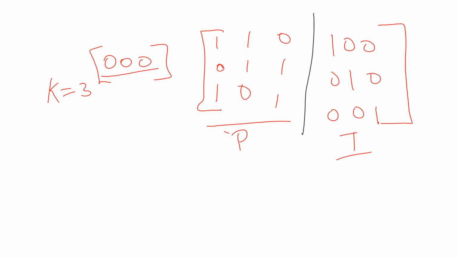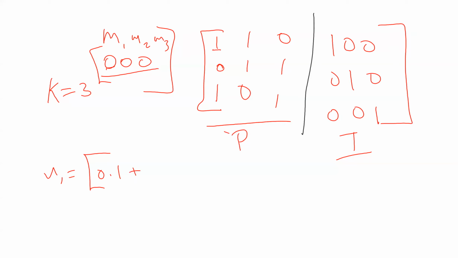So we are inputting. So if we input 0, 0, 0, what is our output? Let's calculate. Let's call them M1, M2, and M3, okay? So if we look at this, our first U, our U1, is going to be this times this.